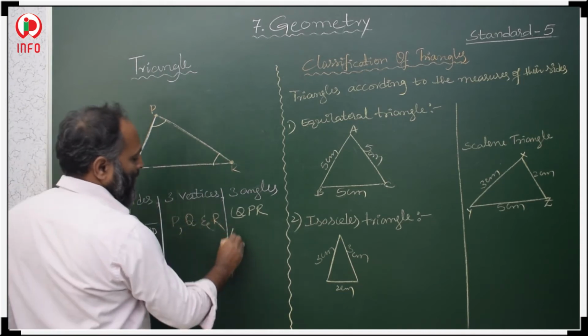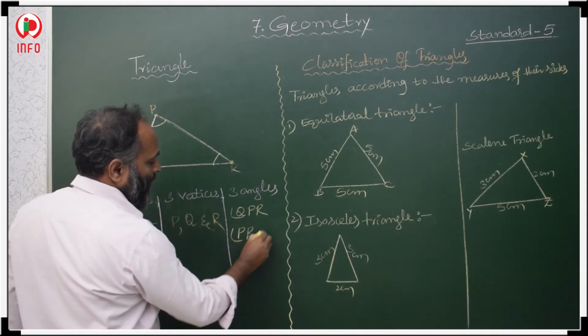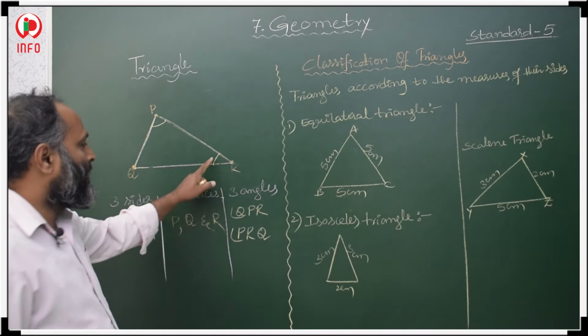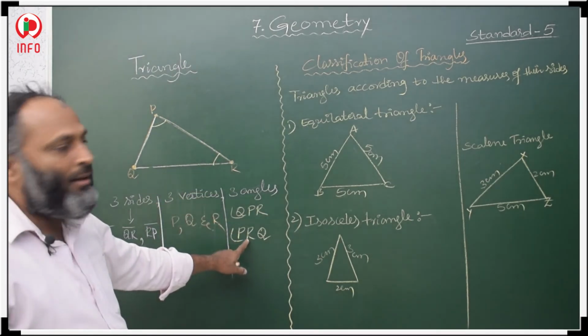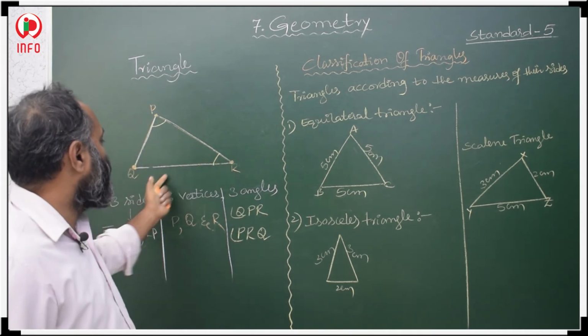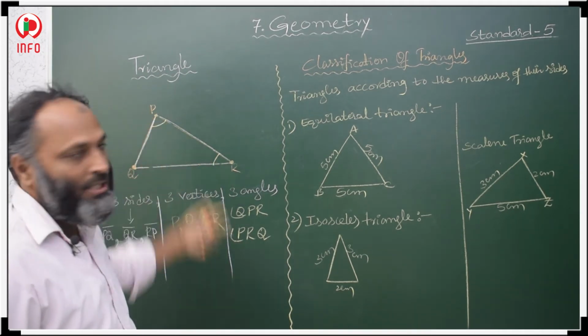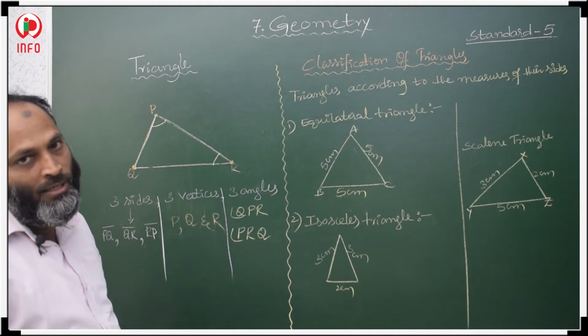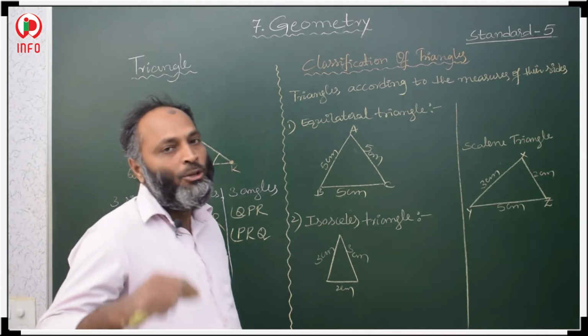Angle PRQ. We have to take the alphabet R in the middle. Either you represent it as PRQ or otherwise QRP, that is your wish. But the representing angle should be in the middle.